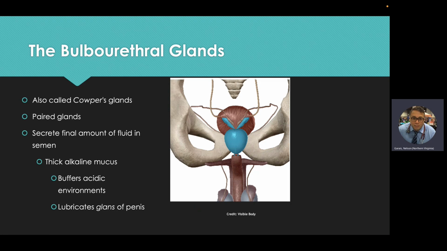Now, Cowper's glands. They're located here, like these tiny ones right here. And what is their function? Alkaline mucus buffers acidic environments, and also lubricates the glans penis, which is the head of the penis. And the Cowper's glands are right here. They're at the base of the penis.